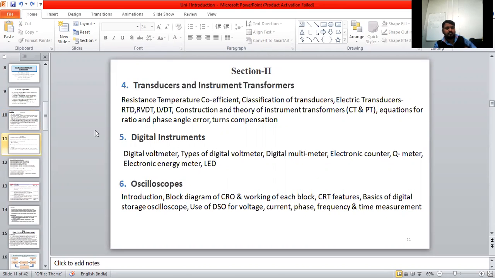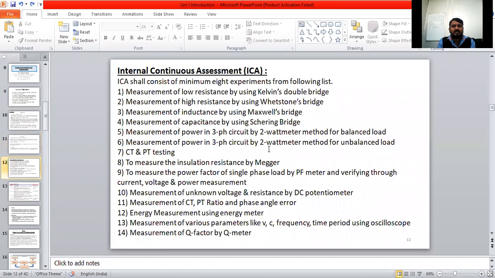Okay. Anything you want to ask? This is the syllabus. Next we will go to the practicals. In the practicals, I am going to explain all the things. Practical introduction is there. Leave it. Now only I will tell that.